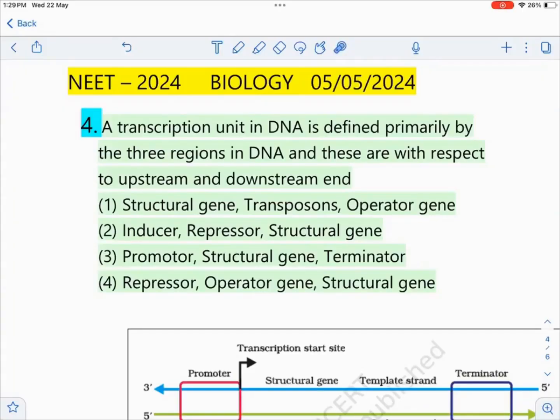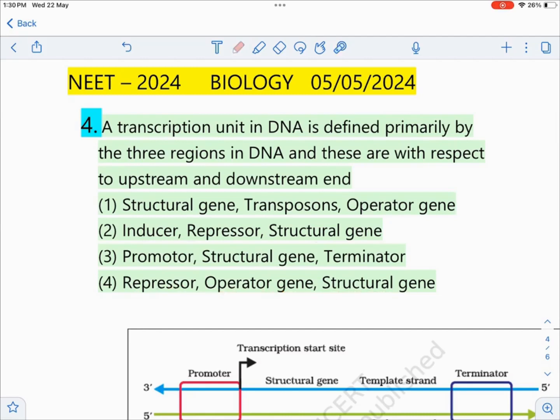Biology NEET 2024. A transcription unit in DNA is defined primarily by 3 regions in DNA, and these are with respect to upstream and downstream end. Option 1, structural gene, transposons and operator gene. Option 2, inducer and repressor structural gene. Option 3, promoter, structural gene and terminator. Option 4, repressor, operator and structural gene. And the answer is option 3, promoter, structural gene and terminator.